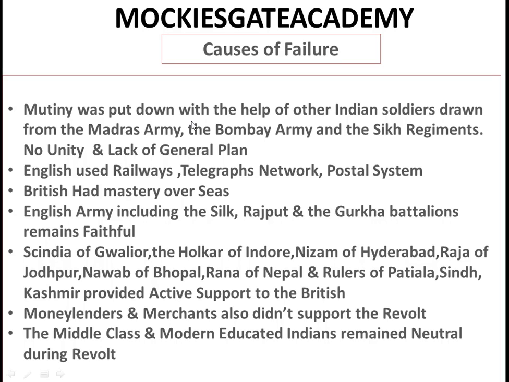Now the mutiny was put down with the help of other Indian soldiers drawn from the Madras Army, Bombay Army and the Sikh regiments. This shows that the rebellion had no unity and they did not have any general plan. The English used modern techniques like railways, telegraph network and postal system for information, communication and for travel. So the British regiments were moving faster than the rebels, and they used the postal system effectively to put down the rebellion. And also mainly, as we all know, the British had mastery overseas.